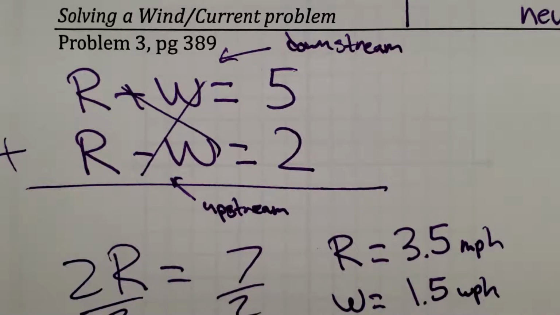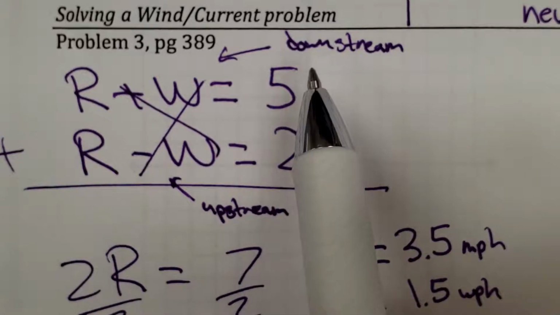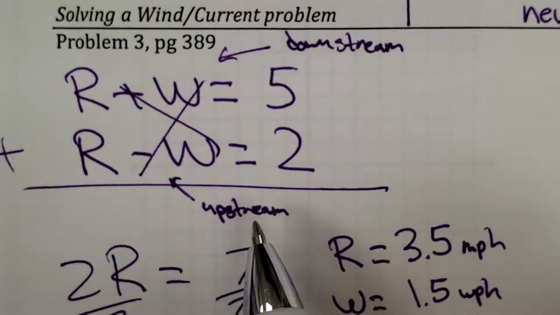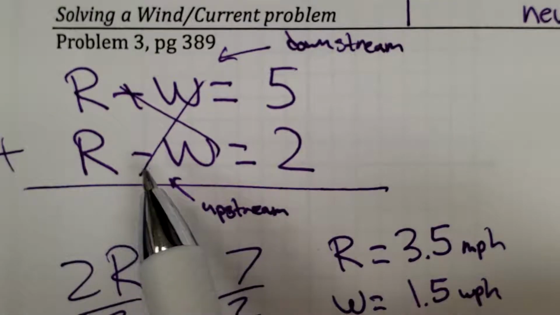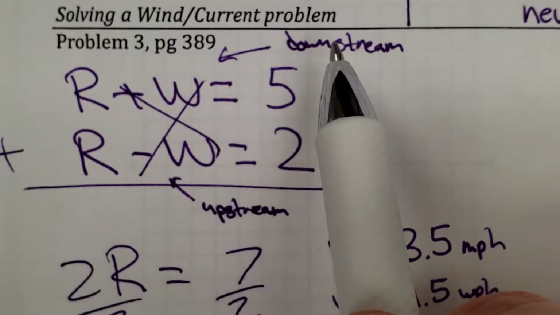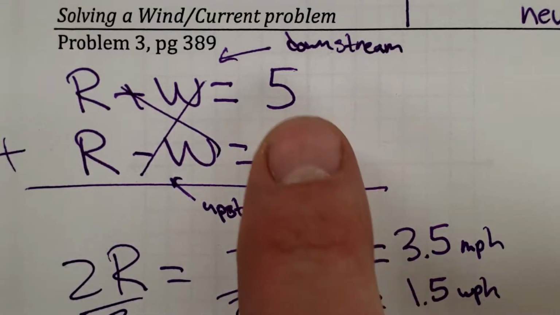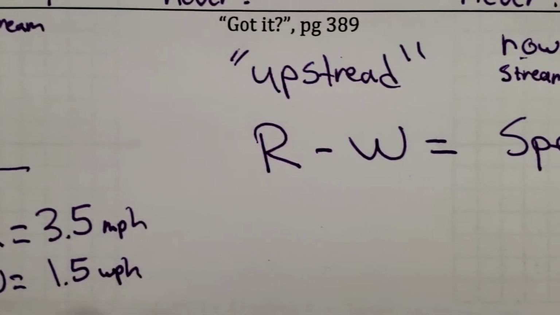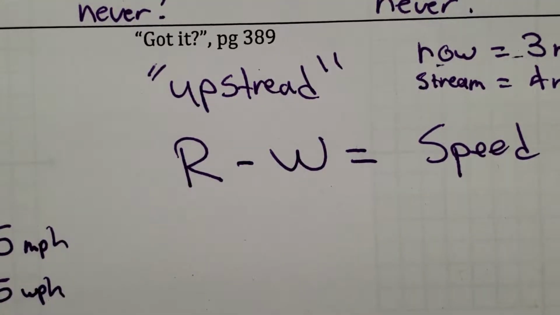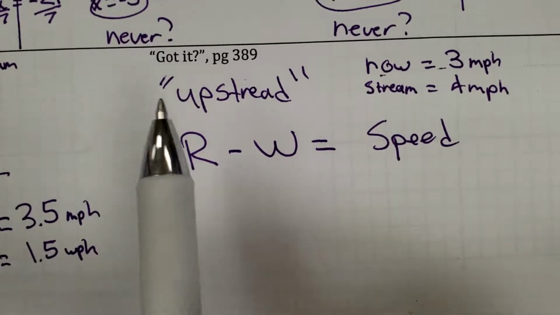So again, the thing that you're going to struggle with is when they say downstream and upstream. So remember, upstream is against the water, subtraction. Downstream is with the water. The got it question to problem 3 is pretty slick. Haha, water joke, whatever. All right, so it says upstream.